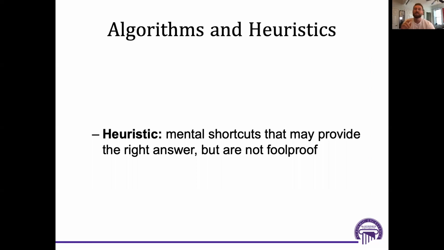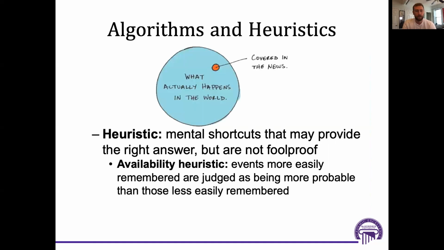We're going to talk about two specific types of heuristics next. This is by no means exhaustive, but there are two common heuristics that we rely upon that can sometimes lead to errors in thinking. The first of which is known as the availability heuristic. This is where events more easily remembered are judged as being more probable than those less easily remembered, right?